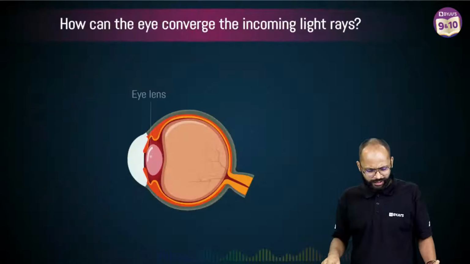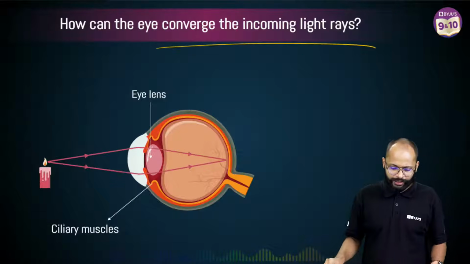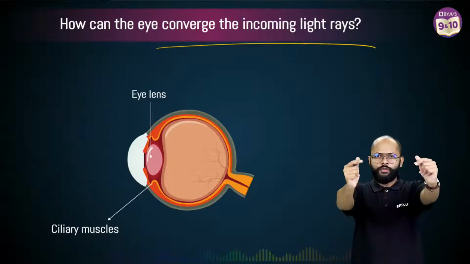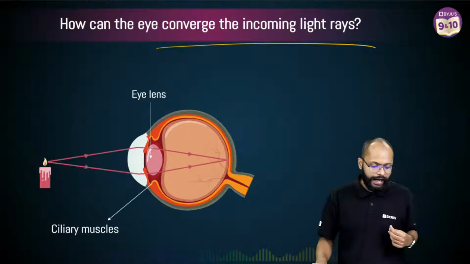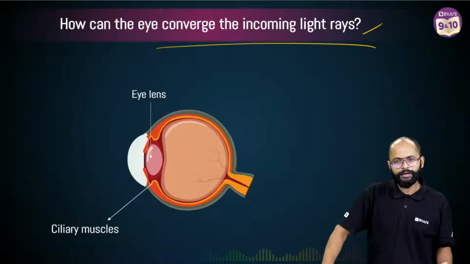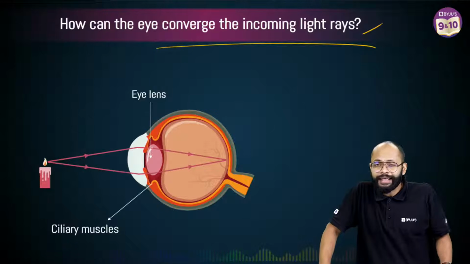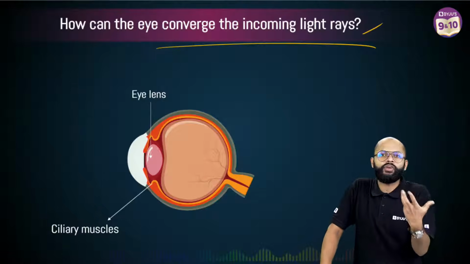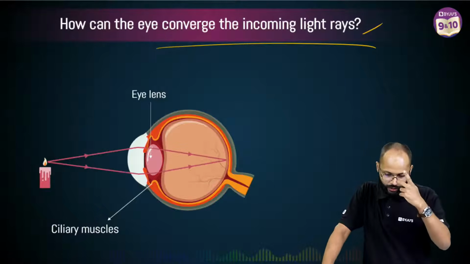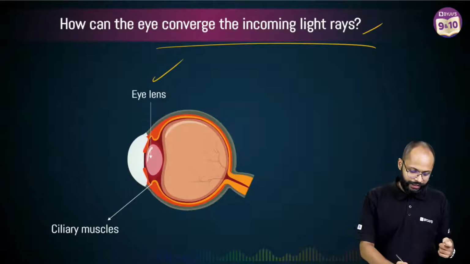Be natural, yeah. Chalo, how can the eye converge the incoming light rays? Now, chalo, come on. Focus, everyone. How can the eye converge the incoming light rays? Because the eye has a lens. Who does the work of converging? It is the lens. All right, ठीक है? It is the eye lens.